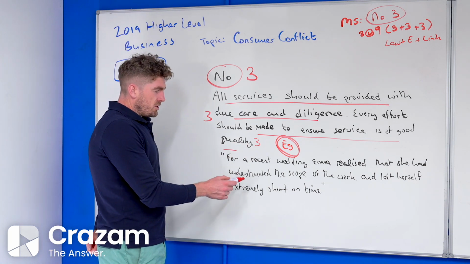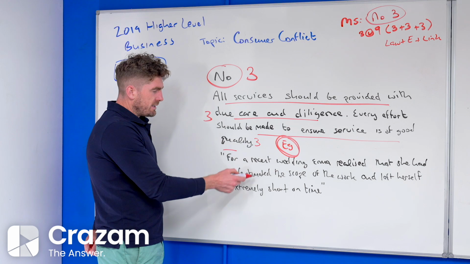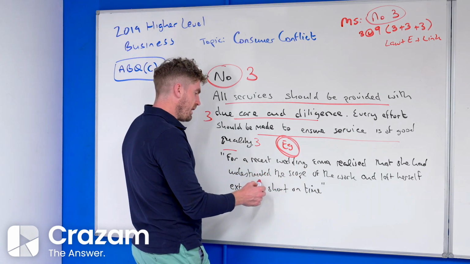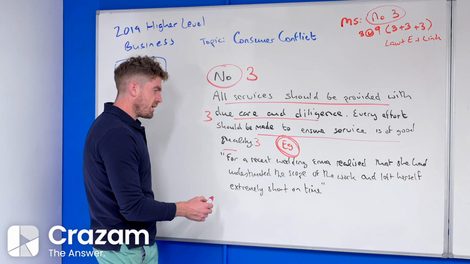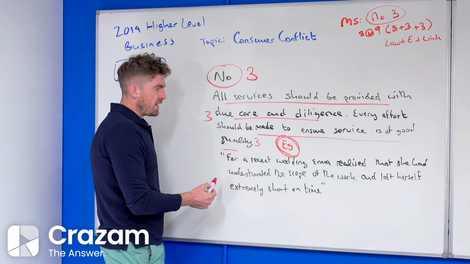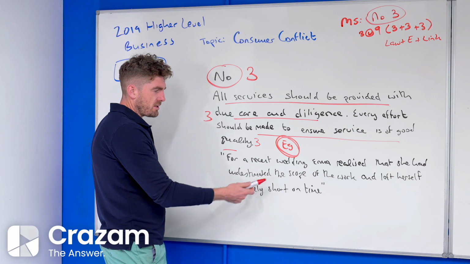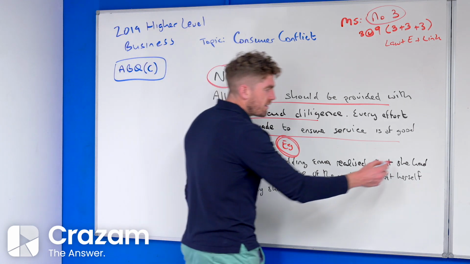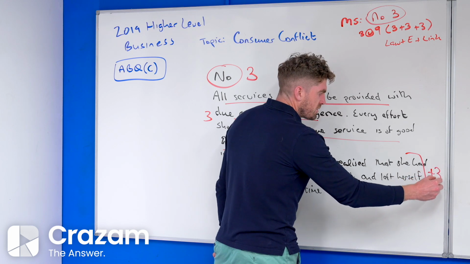And then you give a direct relevant quote. This quote needs to be linked in with this. So here, "For a recent wedding, Emma realised that she had underestimated the scope of the work and left herself extremely short on time." So therefore she isn't being diligent there, or she isn't carrying out with due care because the quality is likely to drop if she's short on time. So that is relevant to it, so we get our additional 3.